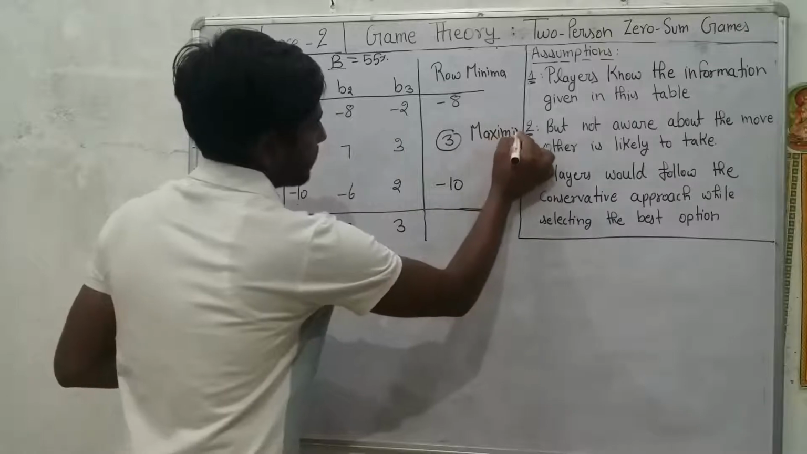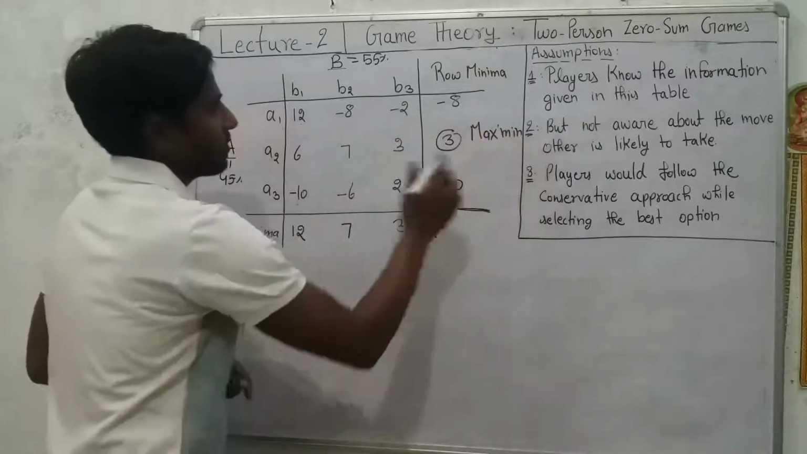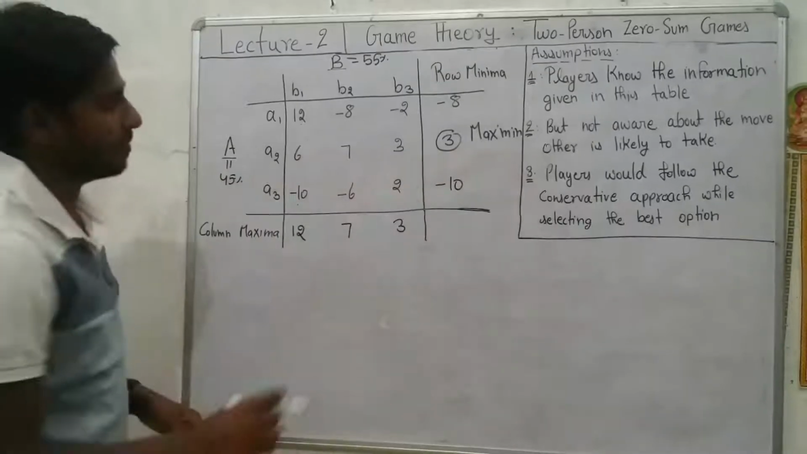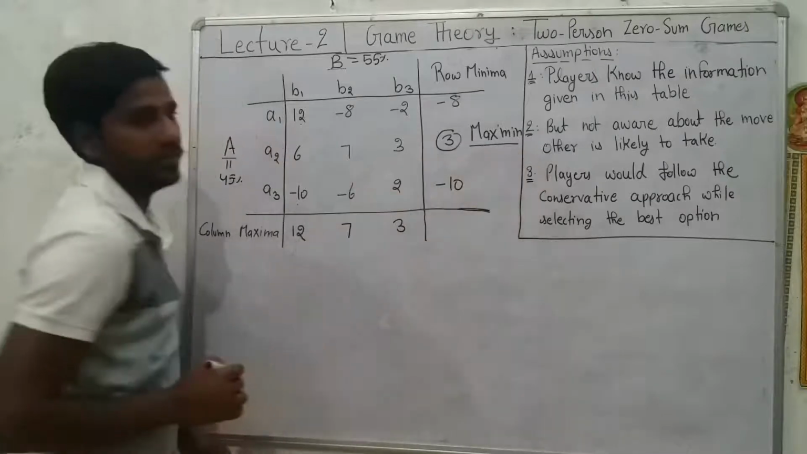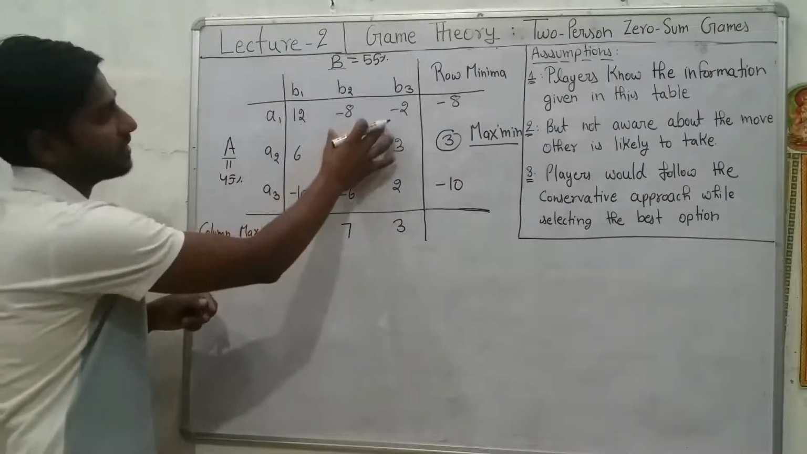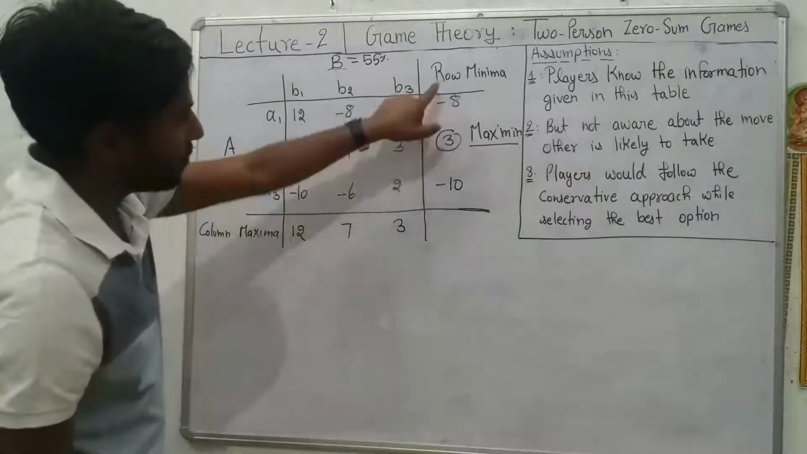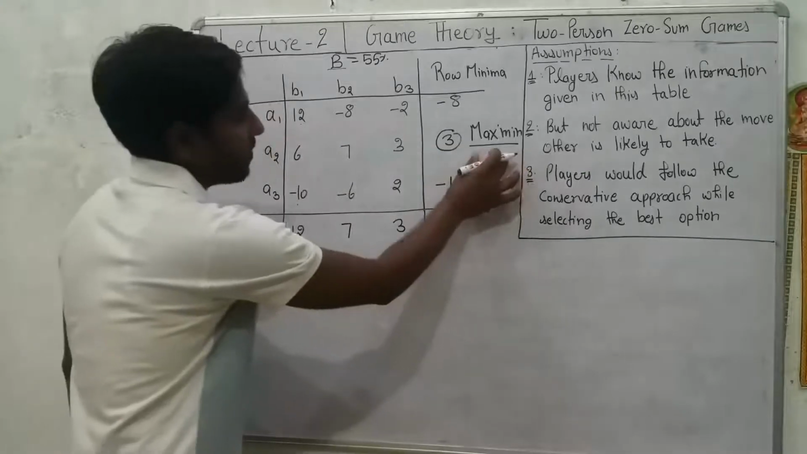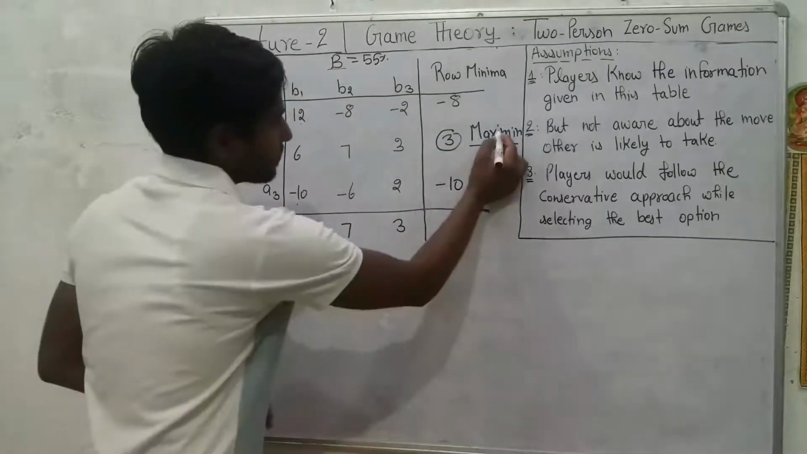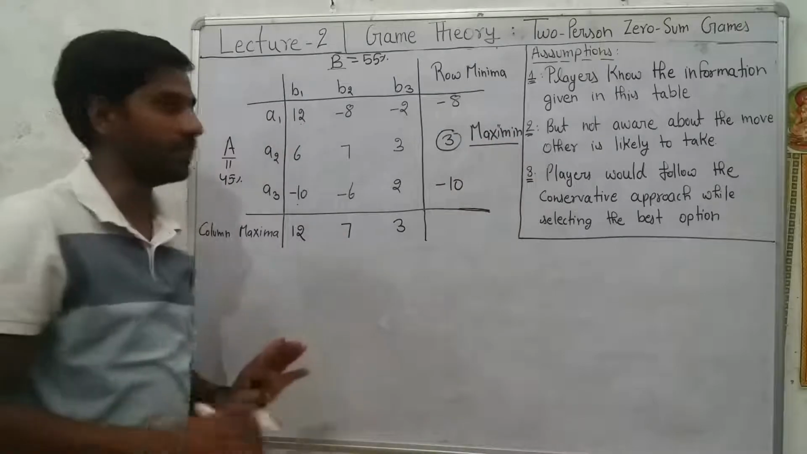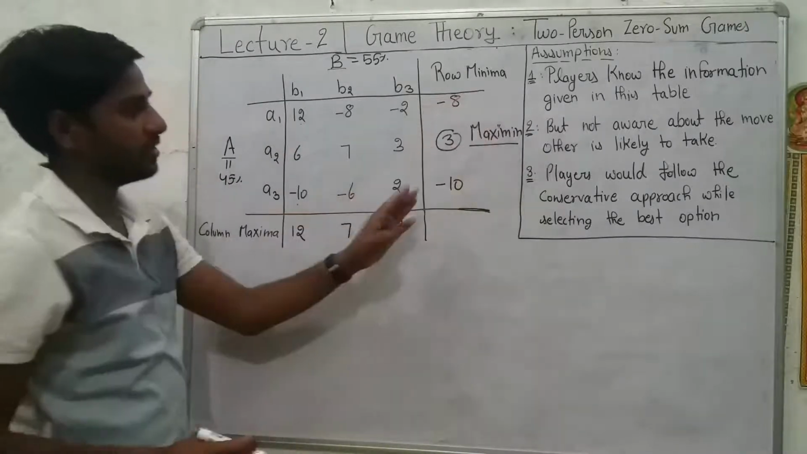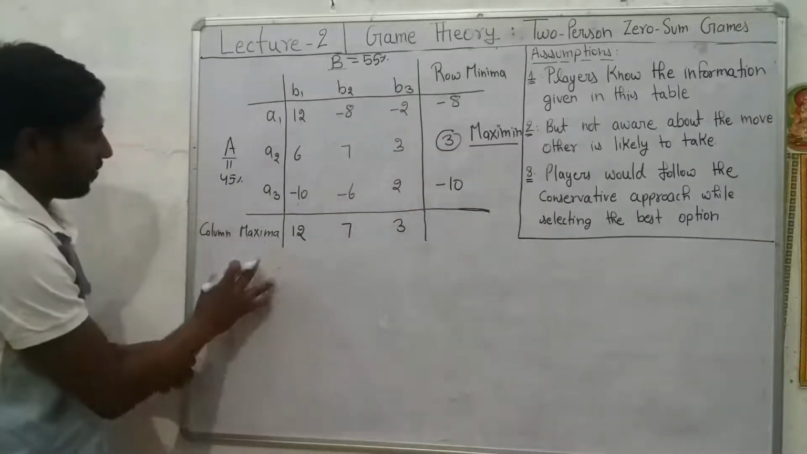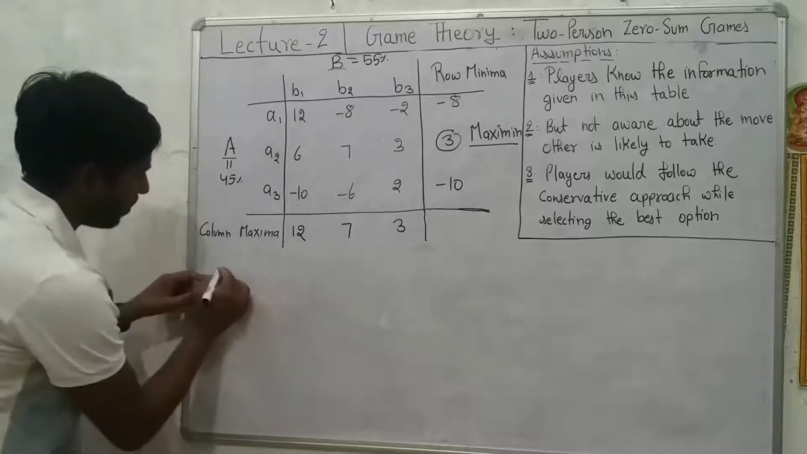So the strategy of A would be maximin. What does it mean? The maximum of the minimum values. From every row we selected the minimum value, and out of those minimum values we have selected the maximum value. So the principle would be known as the maximin principle. Initially we selected minimum values, then out of them the maximum value, and the maximum value is 3.